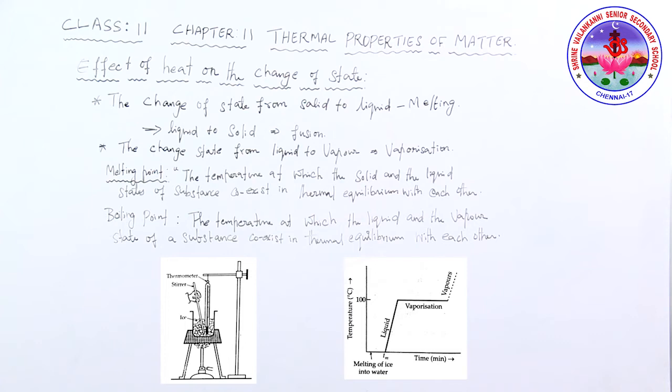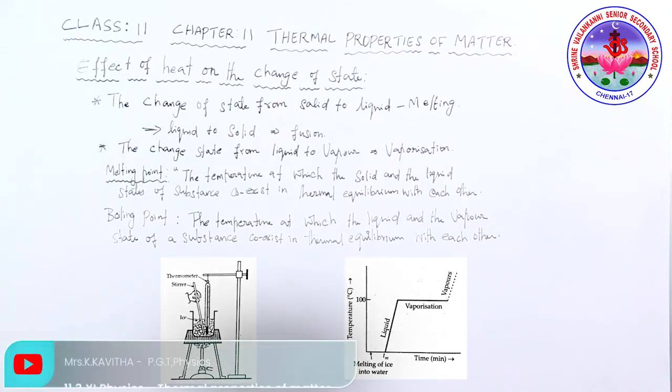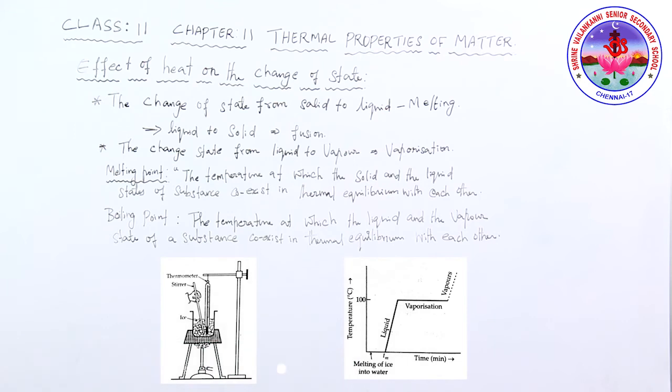Suppose you plot the graph, if you record the temperature with the time, you can take the temperature on the y-axis and time on the x-axis. You will obtain the curve which you are seeing on the screen. Like the liquid, then the vaporization, and it evaporates into vapors. Right. Here, the heat supplied is being used in changing the state from solid, right?